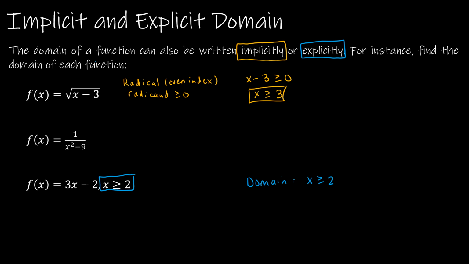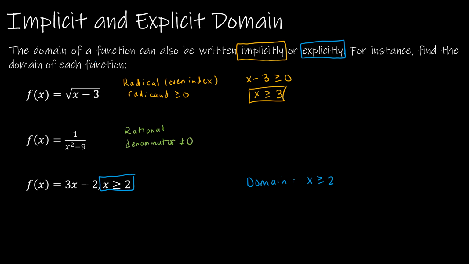Let's look at our middle example. This middle example is called a rational function. And a rational function is just a fraction. It's a ratio. And what I know about that is that the denominator cannot equal 0. Because if the denominator is equal to 0, I'm dividing by 0, and that is undefined, and it doesn't work.